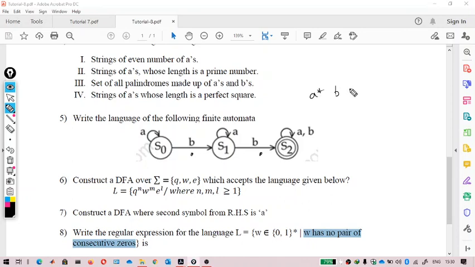So at least two B's are there. After that, any number of A's and B's can come. So it is just a set of all strings where at least two B's come. So it is the set of all strings where at least two B's are there in the language. After two B's, any number of B's can come. So that is the language corresponding to that.